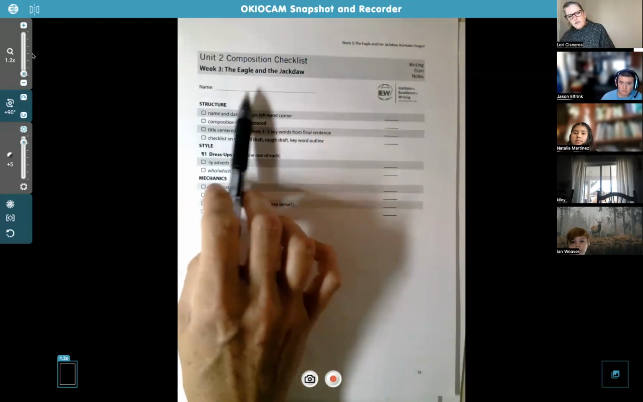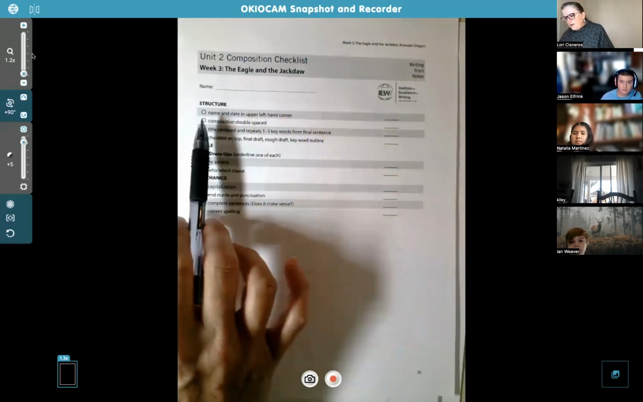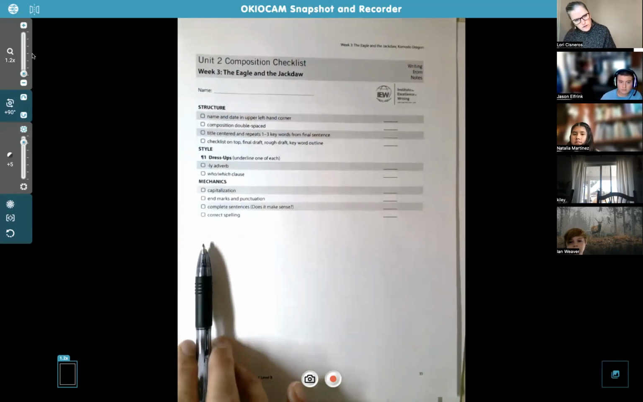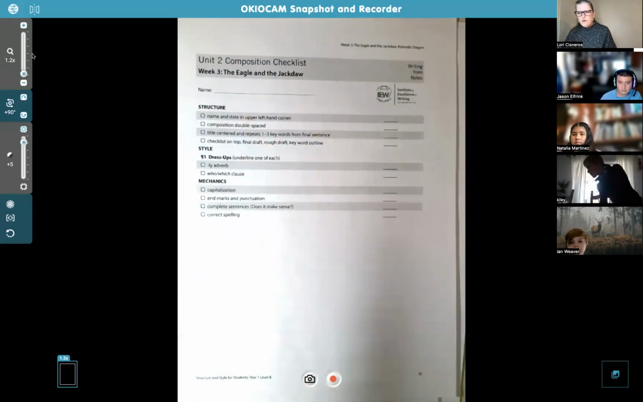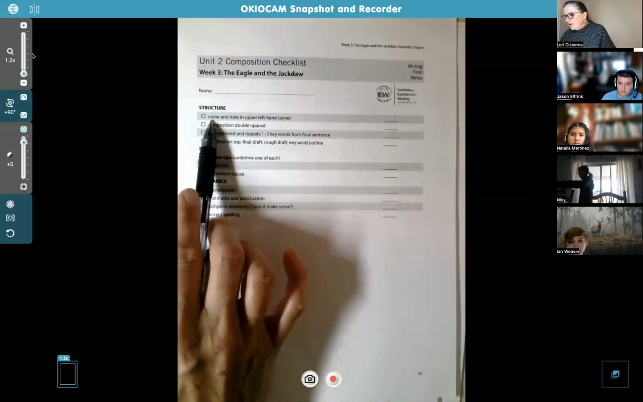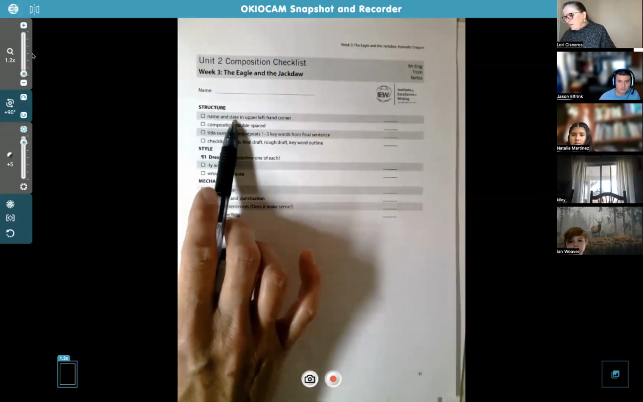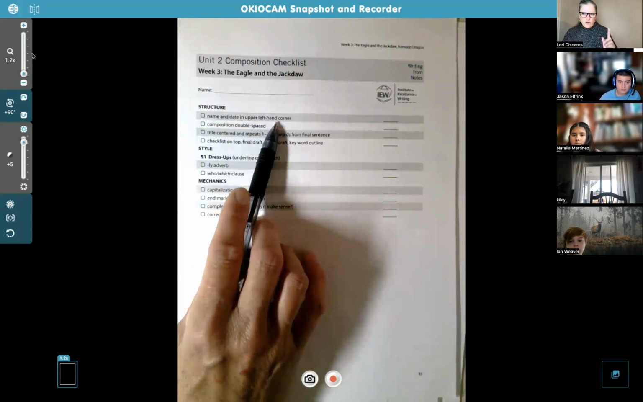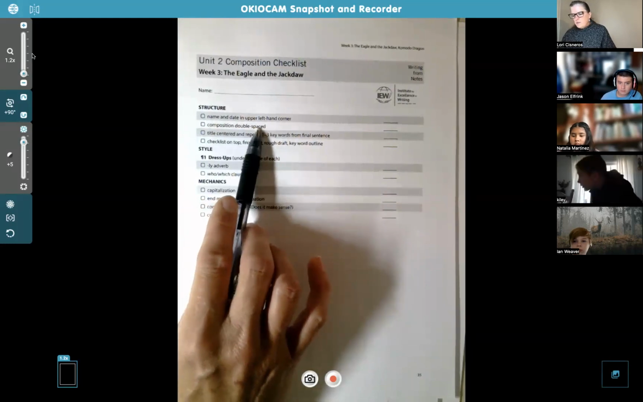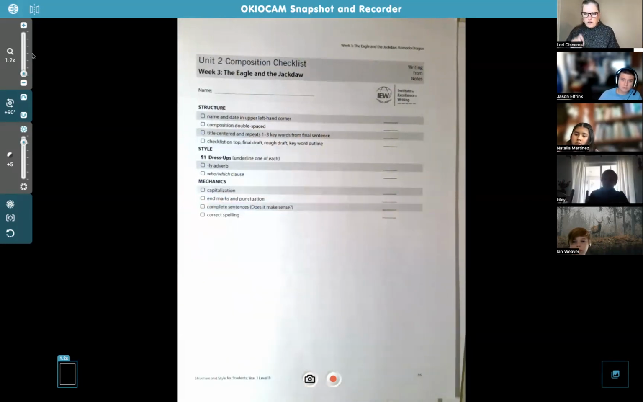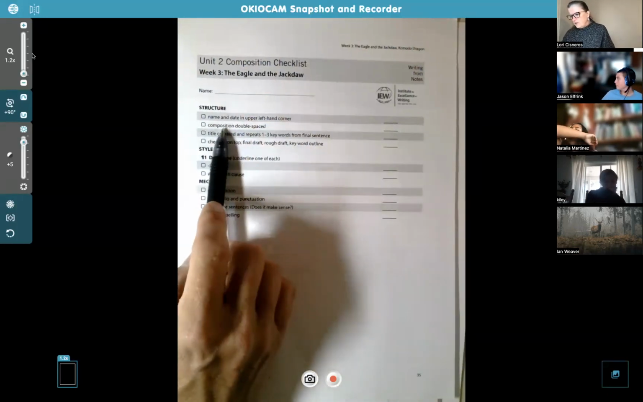Here's the checklist. You need to put your name at the top here, and then you're going to check these off like I showed you as you go through your paragraph. So the first one under structure says name and date in the upper left-hand corner. This is for your paragraph, like we always do. Composition double spaced. So if you need to put your little X's to remind you to double space, you can. But you want to skip lines because that's when we have space to fix things. Okay, so make sure to double space.